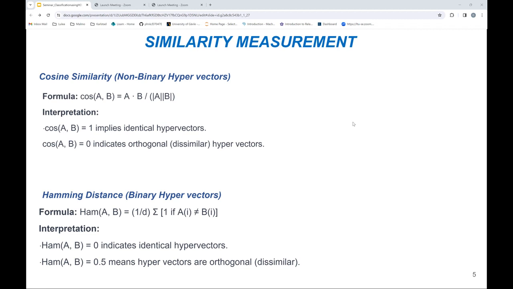Now, let's see about Hamming distance. It is usually used for binary hypervectors. It measures similarity based on the number of differing bits. When the Hamming distance between 2 vectors is 0, it indicates that the hypervectors are identical. And when the Hamming distance between 2 hypervectors is 0.5, it means they are dissimilar. Now, let's look at how they do data transformation.